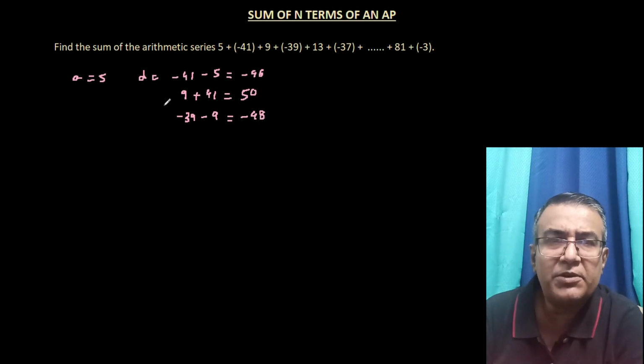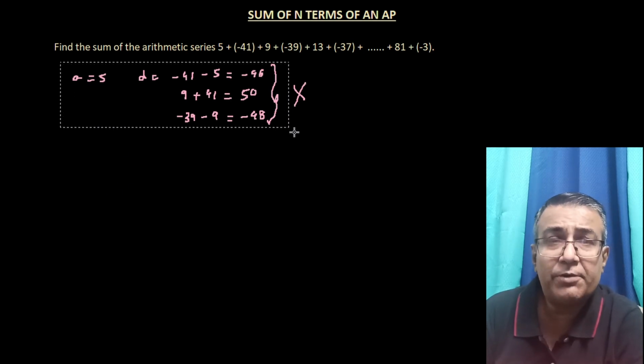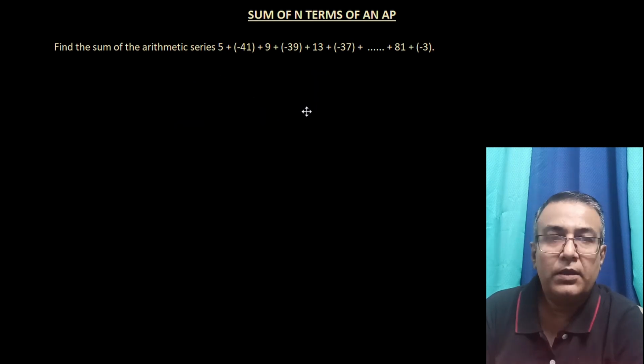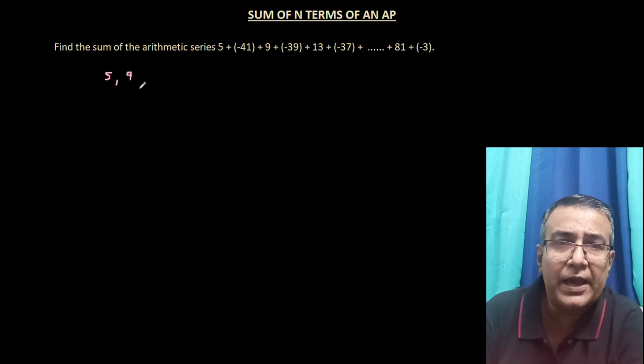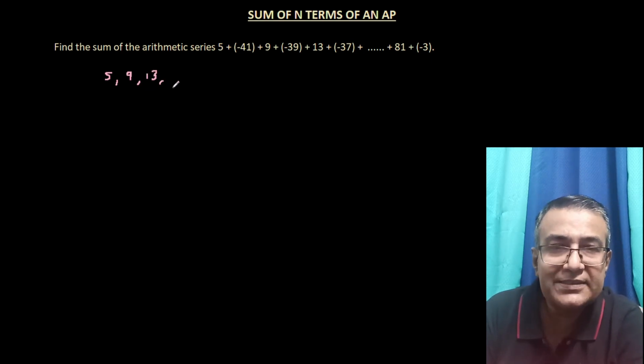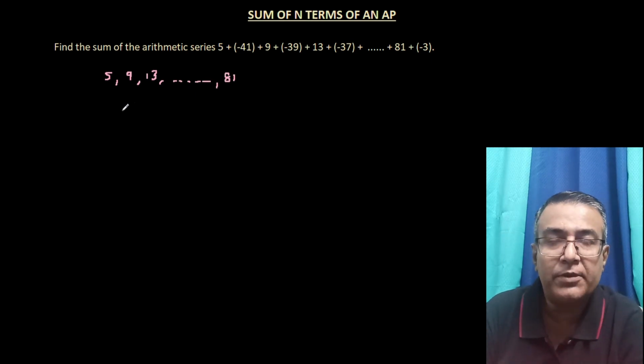But hey, the common difference is coming out to be different each time, which means that this is not an AP. So this is not going to work, is it? Okay, so let's get rid of this and try it another way. Now, if we look at it carefully, it actually seems to be a combination of two APs, because if we look at every alternate term, you see that it is 5, 9, 13, and we can see that the common difference is the same in those cases, as the number is increasing by 4 every time.